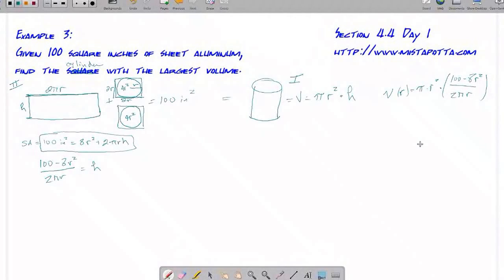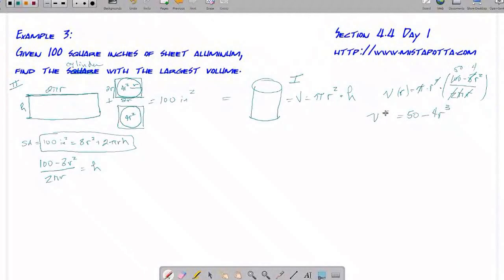And I see some things that are going to make this a little bit simpler. So I'm not going to have to deal with a quotient rule or even a product rule when I'm done with this. I've got a pi in the denominator and numerator. I've got an r in the denominator and the numerator. And 2 goes into 100 50 times, and 2 goes into 8 4 times. So what I've really got here is r times 50 and r times 4r squared.